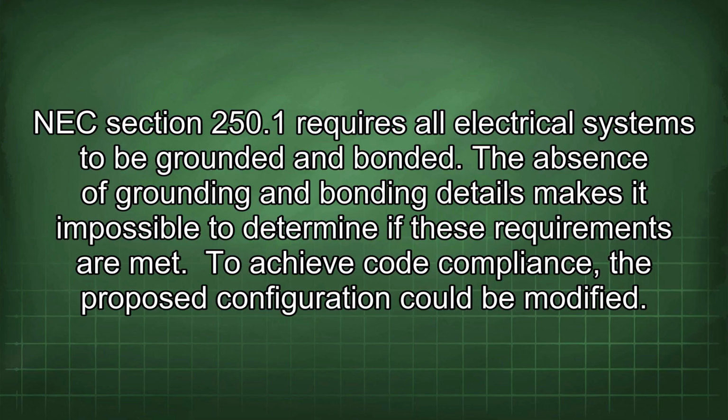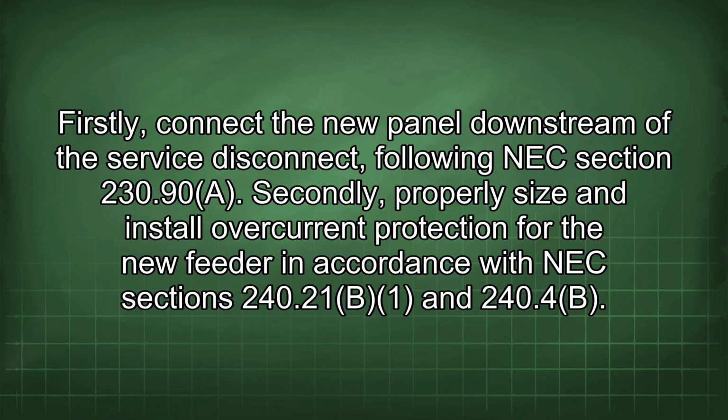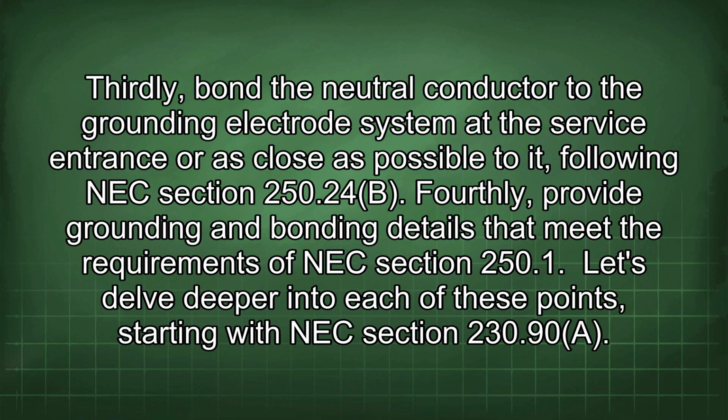To achieve code compliance, the proposed configuration could be modified. Firstly, connect the new panel downstream of the service disconnect following NEC section 230.90(a). Secondly, properly size and install overcurrent protection for the new feeder in accordance with NEC sections 240.21(b) and 240.4(b). Thirdly, bond the neutral conductor to the grounding electrode system at the service entrance or as close as possible to it following NEC section 250.24(b). Fourthly, provide grounding and bonding details that meet the requirements of NEC section 250.1.